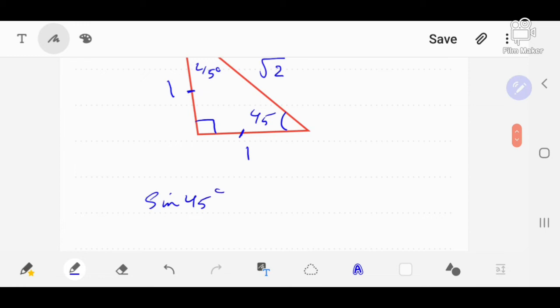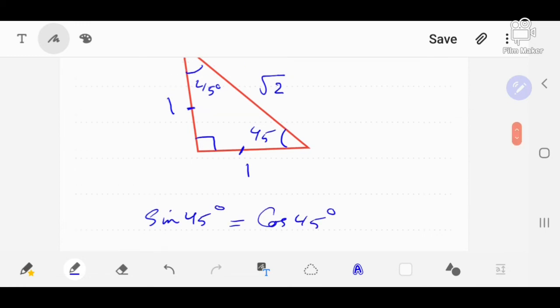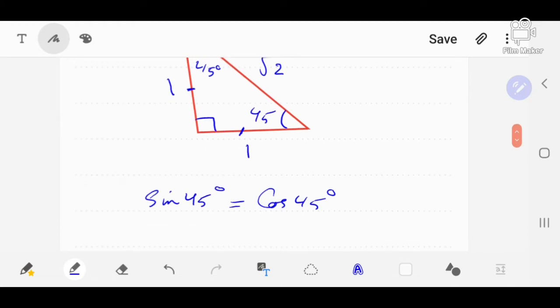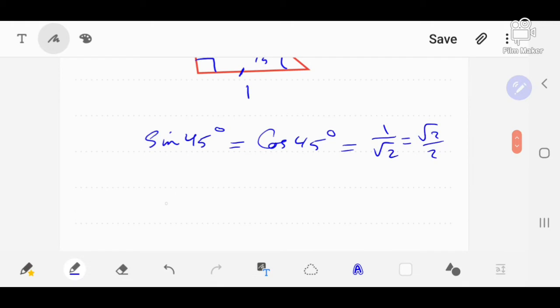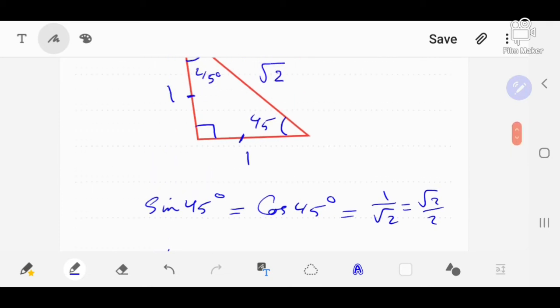since the adjacent and the opposite are the same, and both will give you 1 over radical 2. Or if you rationalize, that will be radical 2 over 2. Any form you want to remember, that's up to you, as long as you rationalize the denominator. What about tan 45? That's a very special angle. Tan 45 is opposite over adjacent, which is 1 over 1, so it's always 1.